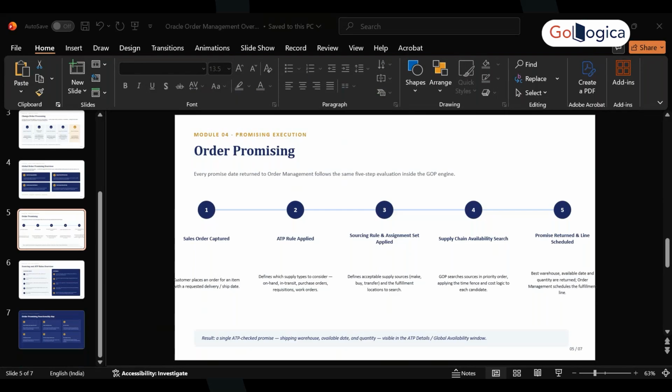The purpose of this process is to ensure that each and every confirmed order is supported by actual supply availability and follows the organization's fulfillment policies.